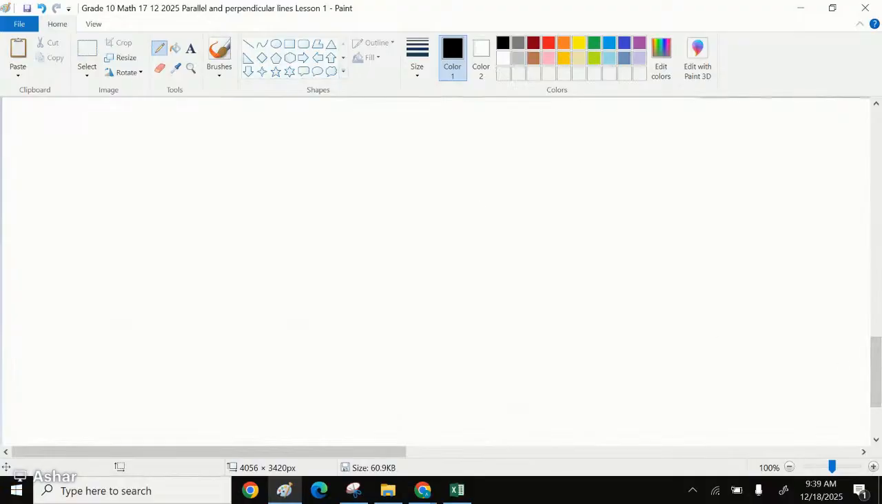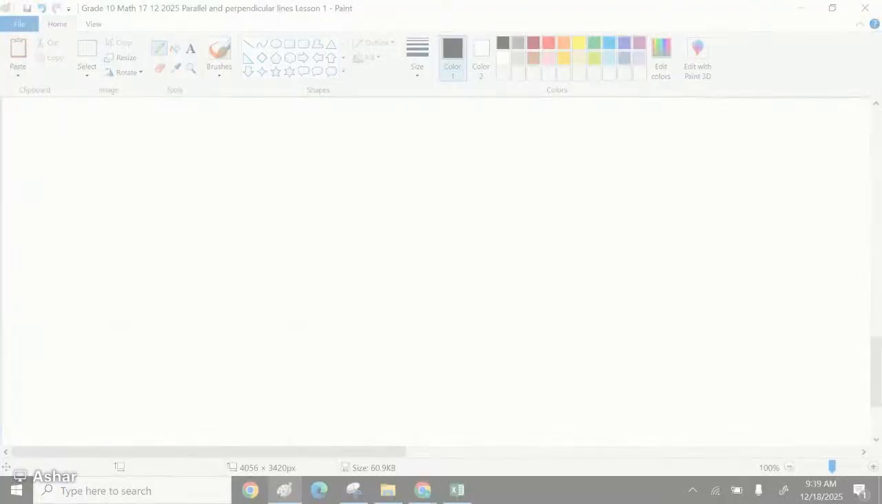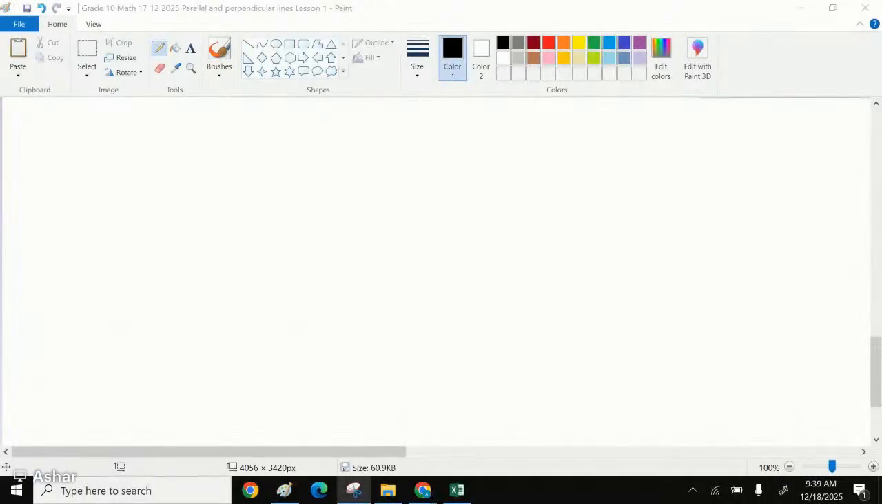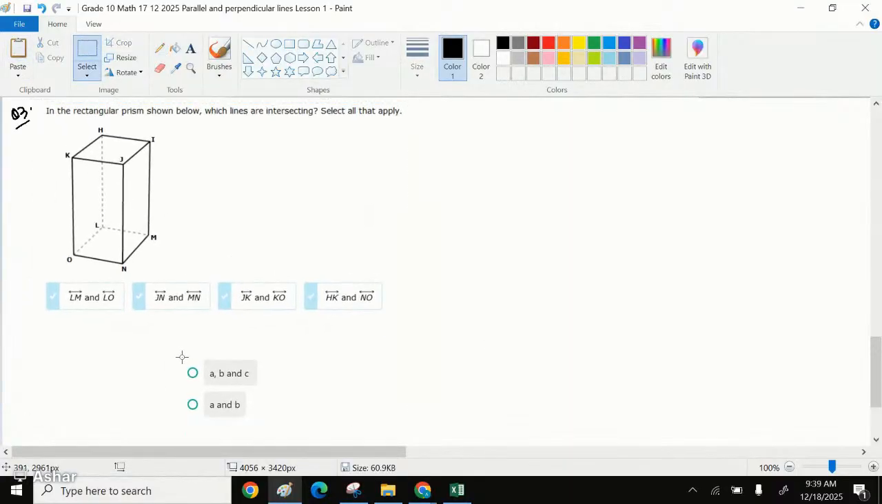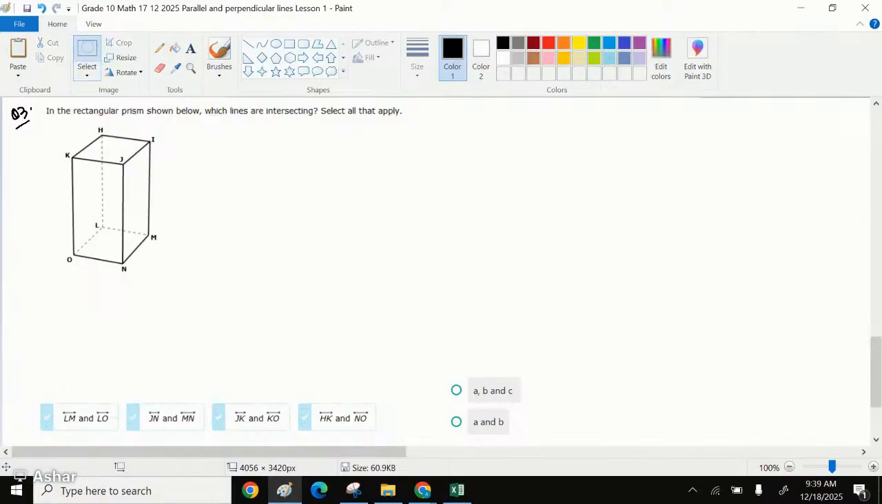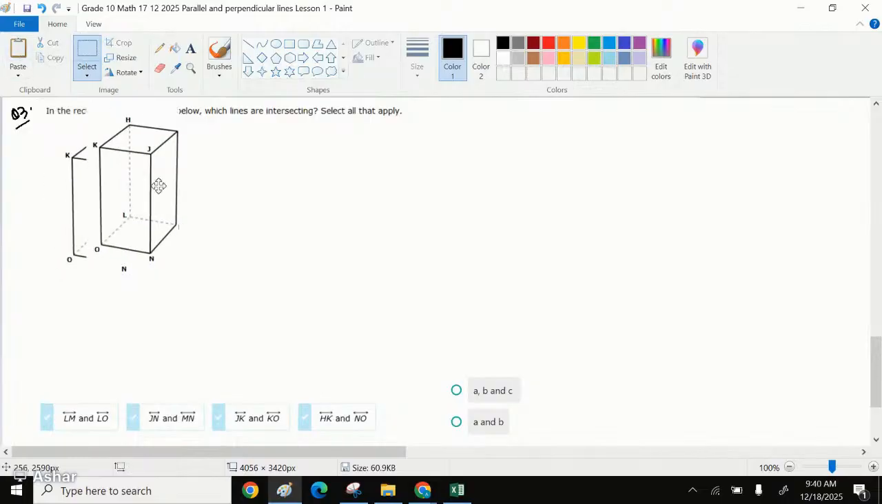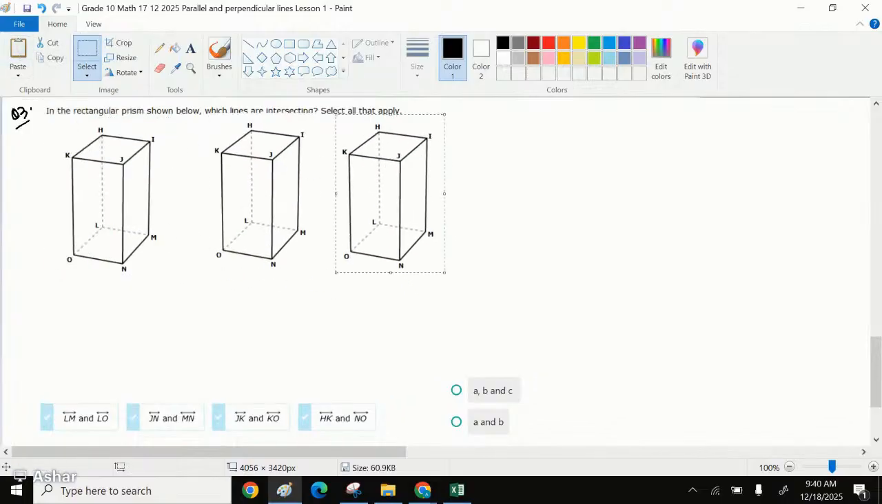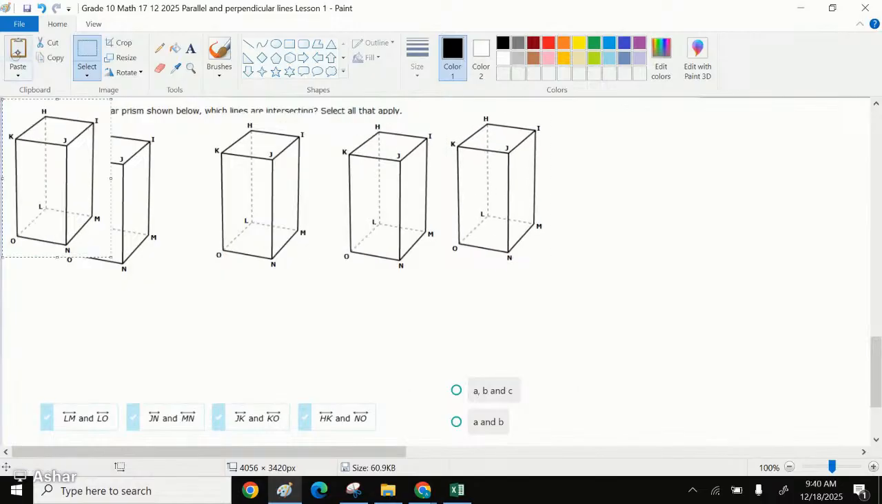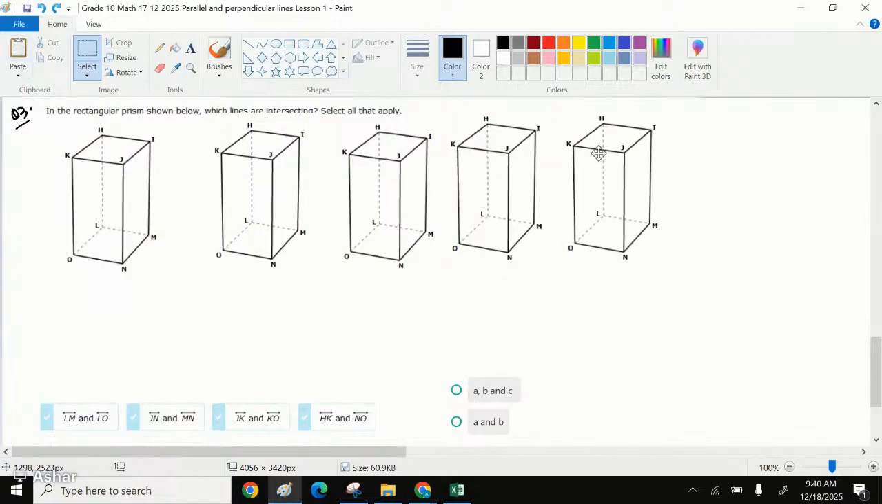In the prism, these are the options given to us. Let's see question number 3 from the test. I'll pick this up, put it over here, and let's make a few copies. 1, 2, 3, and let's make 4 copies over here. Okay, there we have 4 copies.